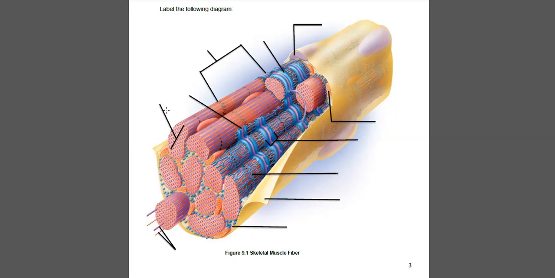If we take one myofibril and we look at what makes it up, we see that there are two sizes of fibers here. We have thick and thin filaments. So thick is the purple, larger one. Thin is the smaller, kind of orangish yellow one.